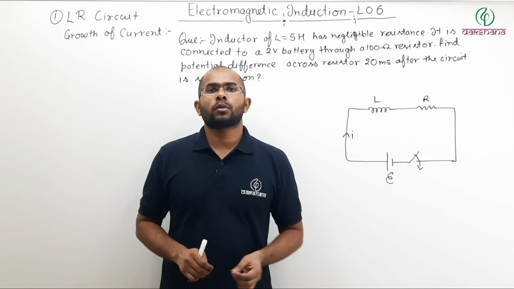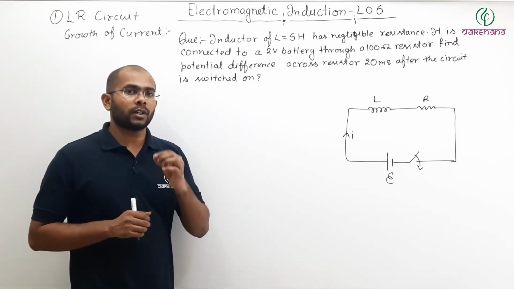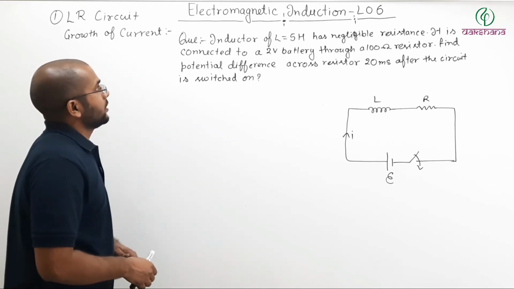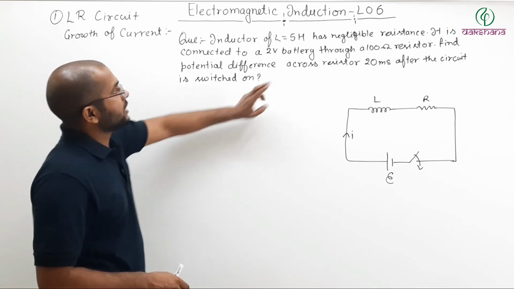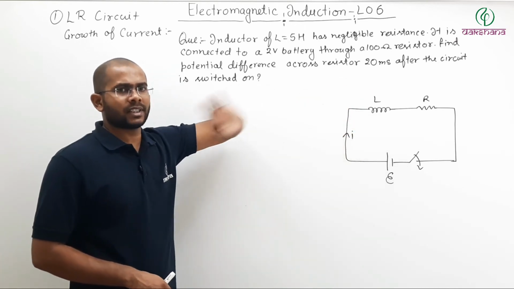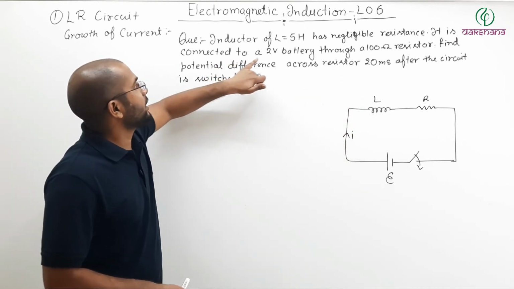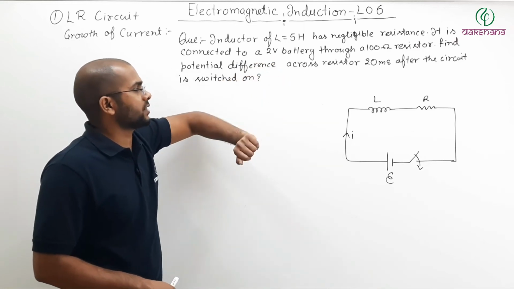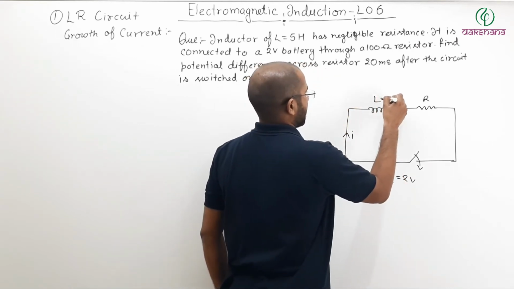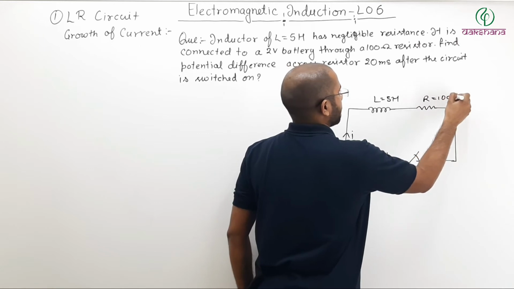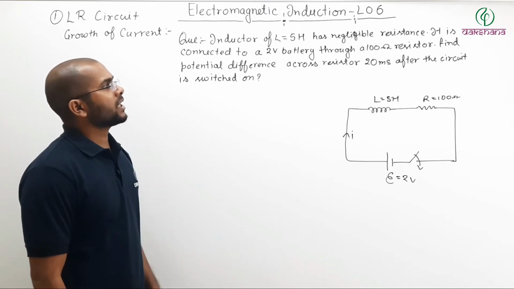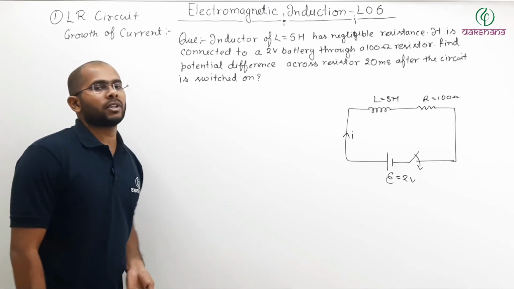So let us solve one more question based on growth of current in LR circuit before we start discussing what is decay of current. The question is: an inductor of inductance 5 Henry has negligible resistance. There is no resistance of the inductor itself; it is an ideal inductor. It is connected to a 2 volt battery through a 100 ohm resistor. The battery EMF is 2 volt, this is 5 Henry and this is 100 ohm, like this. Find the potential difference across the resistor 20 millisecond after the circuit is switched on.